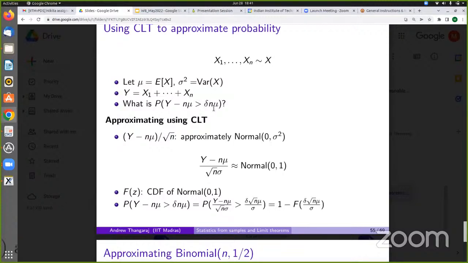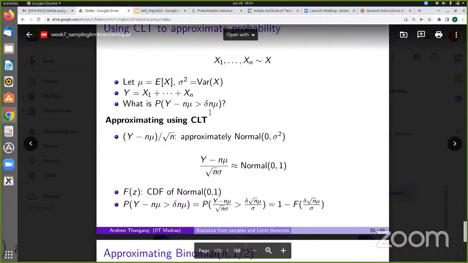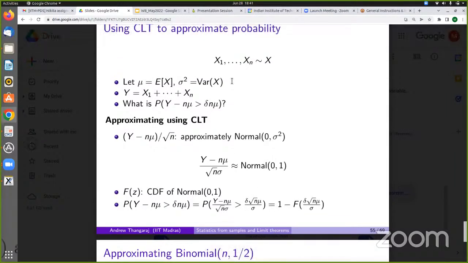So that delta n mu, this delta n mu you are seeing, right? That delta n mu is 100 here actually. Then it is not that delta alone is 100. It is the entire product of three factors that is 100. So don't get confused with this term delta n mu.